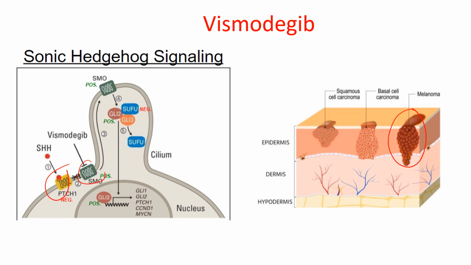Now PTCH1 can be deactivated during an appropriate time for a cell to multiply and release SMO, which will have a pathway of downregulation that will lead to multiplication. However, as you may have guessed, if something like PTCH1 is mutated to always be inhibited, then SMO can be released and cause overmultiplication.